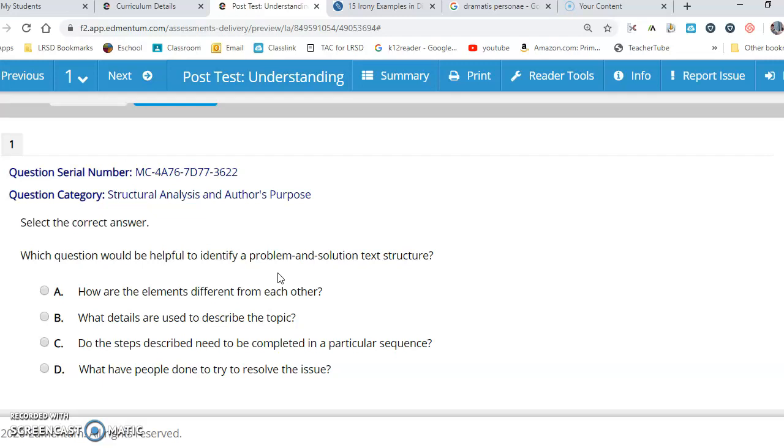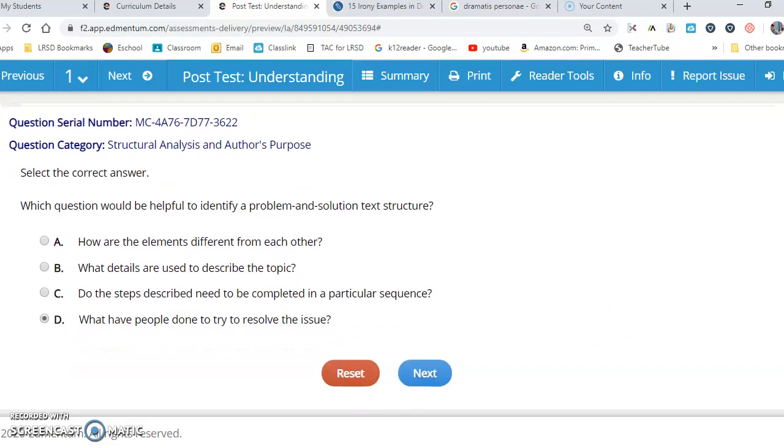question. Do the steps described need to be completed in a particular sequence? That would be more of a sequential, giving you instructions on how to do something. And then the last one would be, what have people done to try to resolve this issue? That seems to fit because there is a problem and a solution, such as how do we overcome the coronavirus in our country right now, and most states chose to social distance. So we would probably choose D in that example.